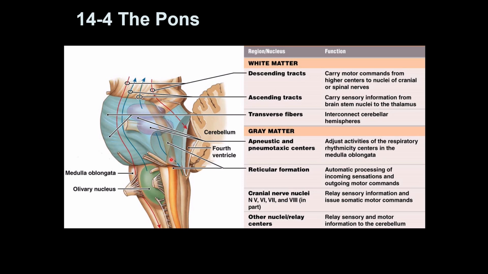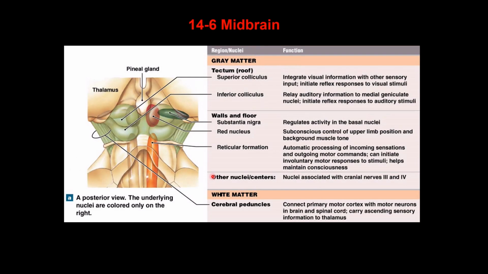The midbrain. This is the posterior view of the midbrain. You can see it's located between the diencephalon here and the pons in this area. In the back you can see these prominent areas; this whole area is called the tectum, and these prominent areas are called colliculi. You have superior colliculi and inferior colliculi, and all of them together are called the corpora quadrigemina.